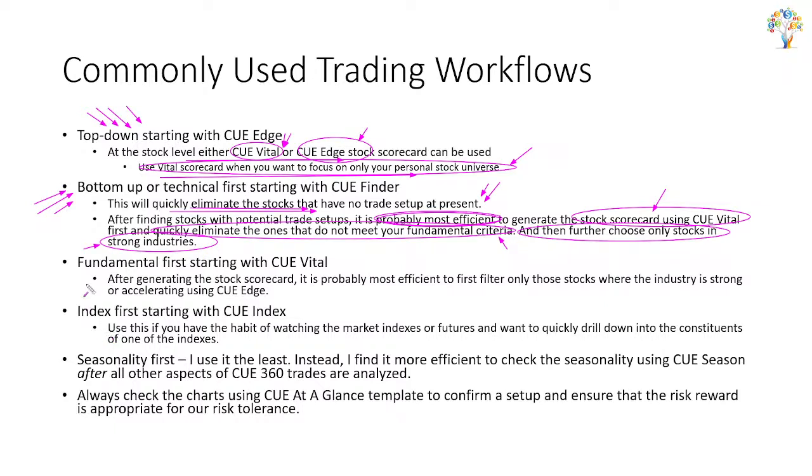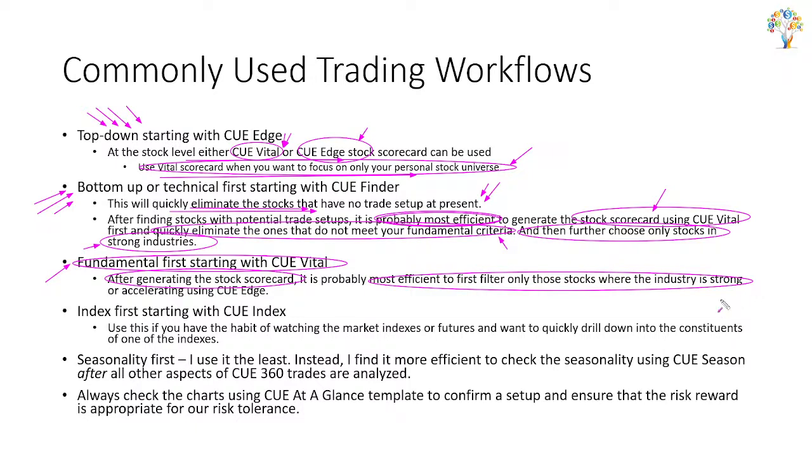Now the third approach is fundamental first. This is very useful if we are trading or finding trades near the market open, soon after the market open. Because QVital is always working in real time, we may generate a stock scorecard of our stocks of interest. Let's say all liquid stocks in the USA or all stocks with liquid options in the USA. We generate the stock scorecard very fast using real-time definitive data and then choose the stocks that are fundamentally aligned to our trades.